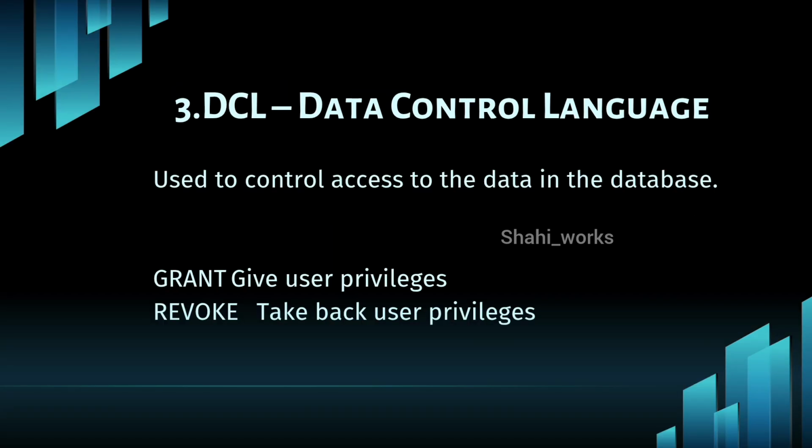The third command is DCL, which is data control language. It is mainly used for controlling the access to the data in a database. Here it has only 2 commands. They are grant and revoke, where grant helps us to give users privileges, whereas revoke takes back user privileges.